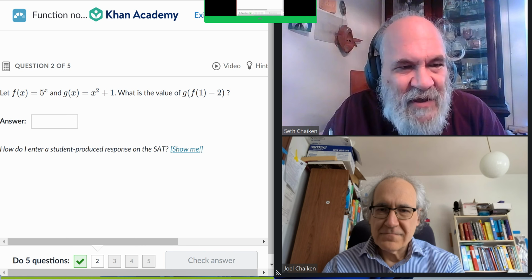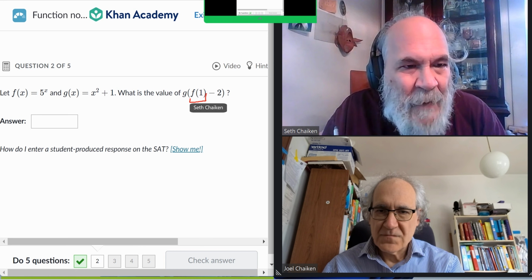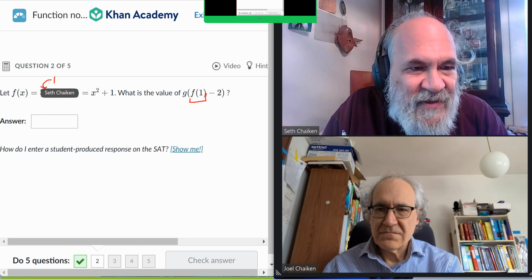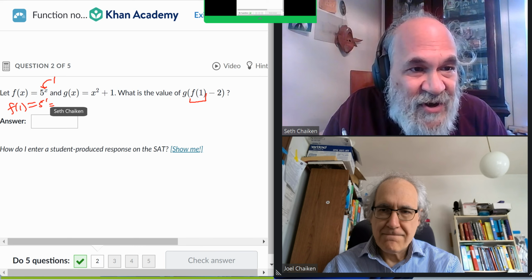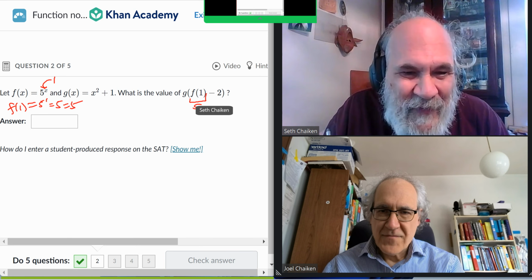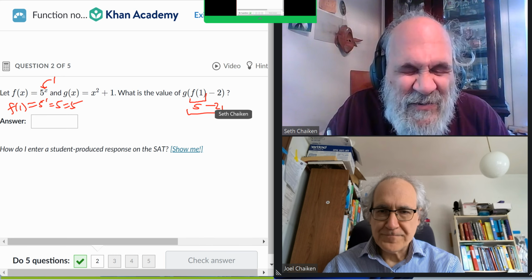Okay. And so here we go. f of 1: plug in the 1 for the x in f of x, and that gives you f of 1 equals 5 to the first power, which everyone knows, I hope, is just 5 by itself, which is 5. And then you write a 5 here. And then you bracket this. 5 minus 2 is how much?